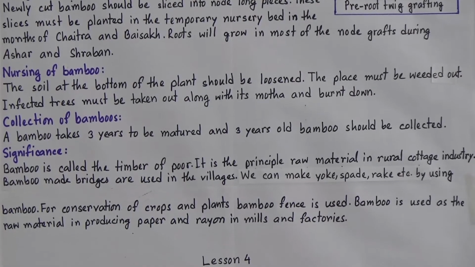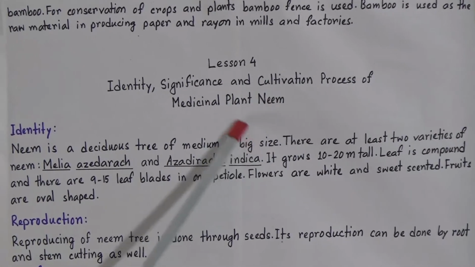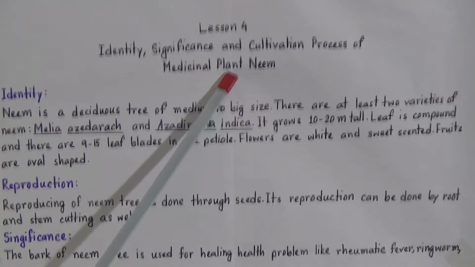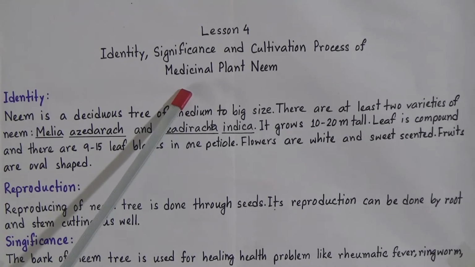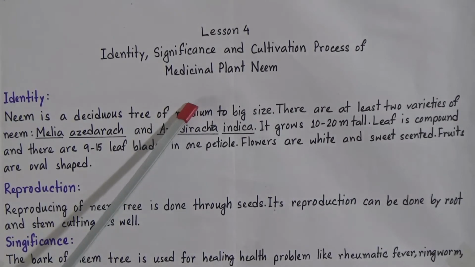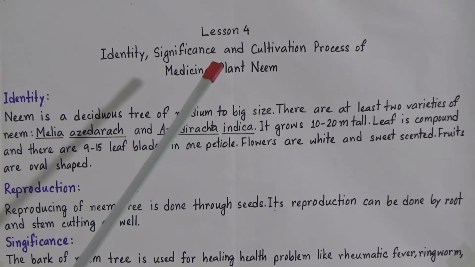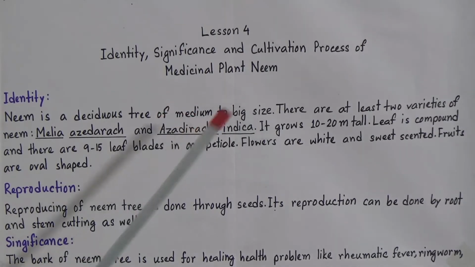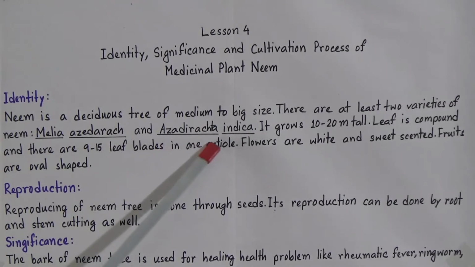Now we will go to lesson 4. That means identity, significance and cultivation process of the medicinal plant neem. Neem is a common plant in our country, and it is called a medicinal plant because it has the quality to cure diseases. It can cure diseases like eczema, it can reduce the irritation of the skin, and it can also control skin diseases, and it has versatile uses. We will know it. Okay, let's read.